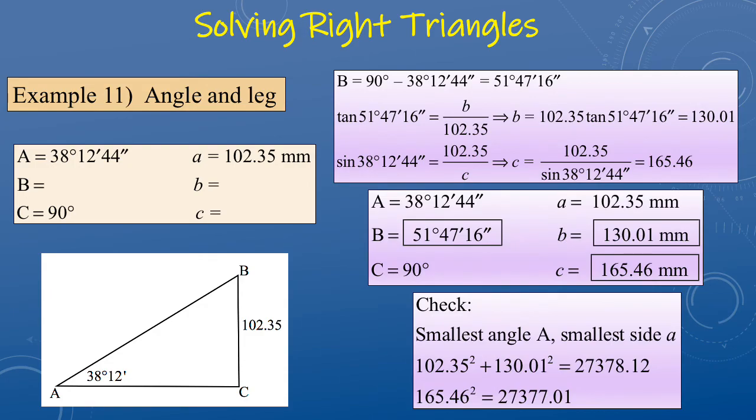Note that we do not put our units, millimeters, into the work. We only use them in the final answer. So our final answer is angle B is 51.4716 degrees, while little b is 130.01 millimeters, and little c is 165.46 millimeters.